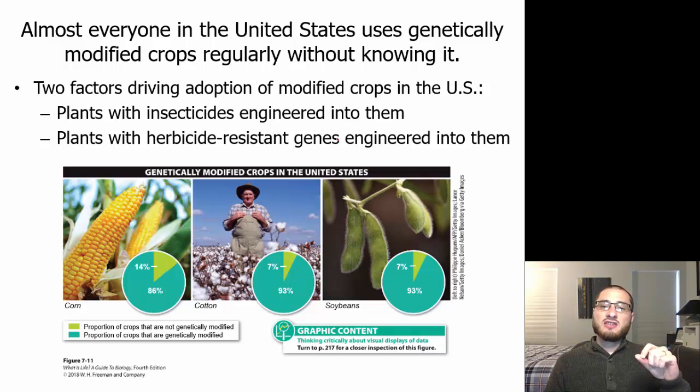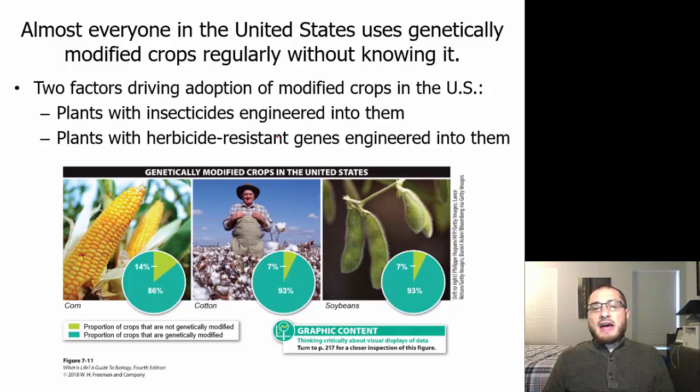Plants with insecticides engineered into them, so you don't have to spray insecticides. They kind of make their own. Plants with herbicide resistant genes engineered into them, so they resist these herbicides that we spray on them, so there's not an issue when we spray them.